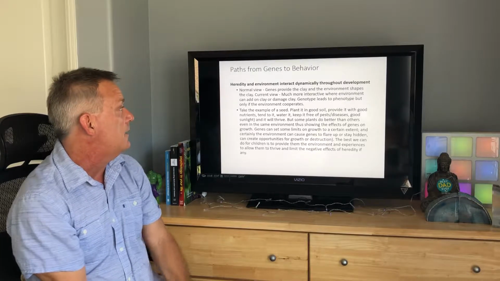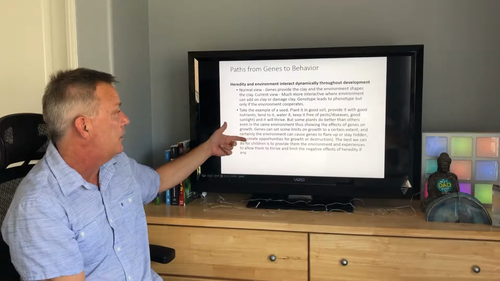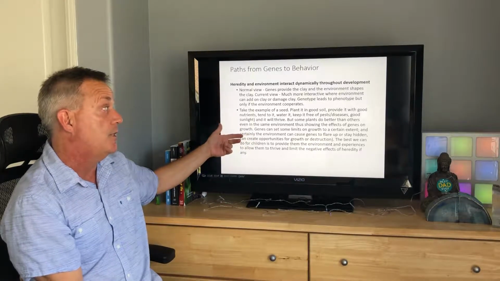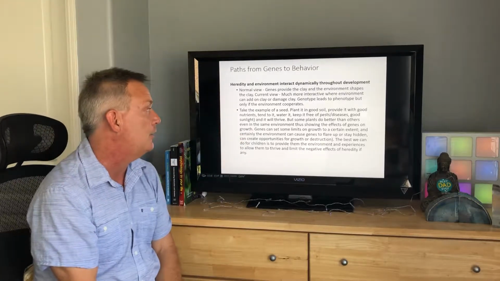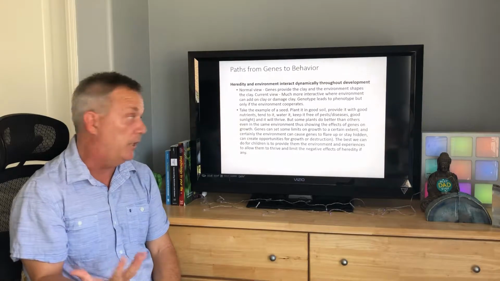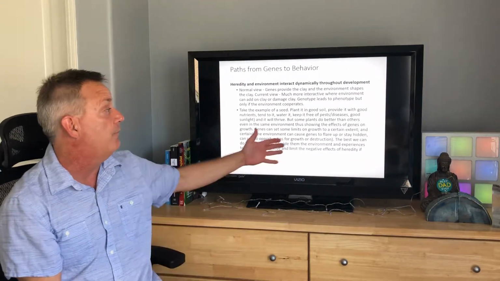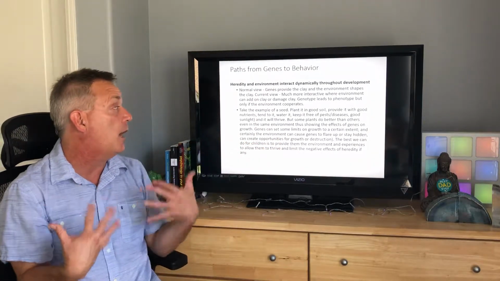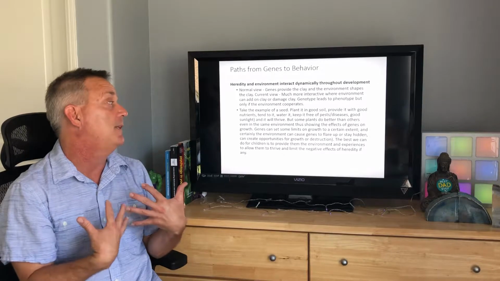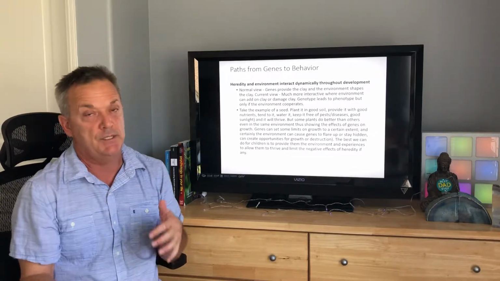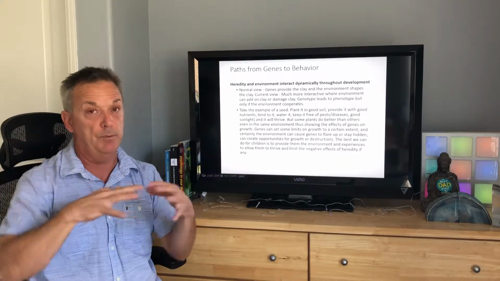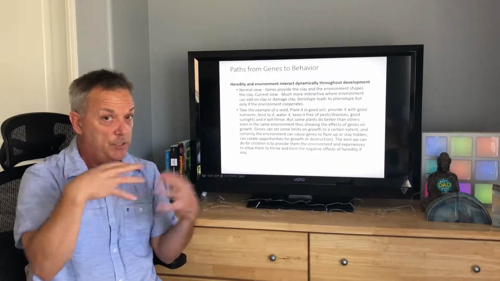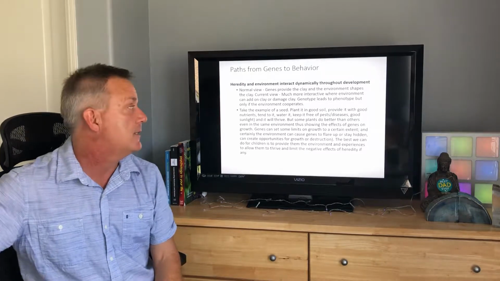Genes can sometimes, like I said, set limits to a certain extent. Certainly the environment can cause genes to flare up or stay hidden, can create opportunities for growth or destruction. The best we can do for children is to provide them with the environment and experiences that allow them to thrive, and hopefully limit the negative effects if there's any dings on the genes, for example, of things that might flare up, but you provide them this awesome environment and then the genes just stay silent. So that's the idea there.